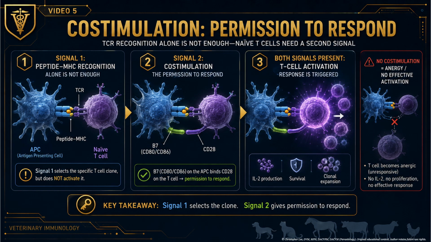If both signals are present, the T-cell can activate. It begins producing cytokines such as IL-2, increases survival signals, and prepares for proliferation. Now, if signal 1 occurs without appropriate co-stimulation, the T-cell may become anergic or fail to mount an effective response. That's a safety feature. The immune system does not want every weak or inappropriate antigen encounter to trigger a full inflammatory response. So here's the simple pattern. Signal 1 selects the clone, signal 2 gives permission to respond. Both together help trigger effective T-cell activation.